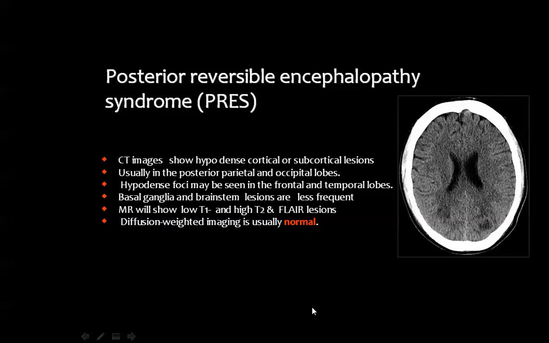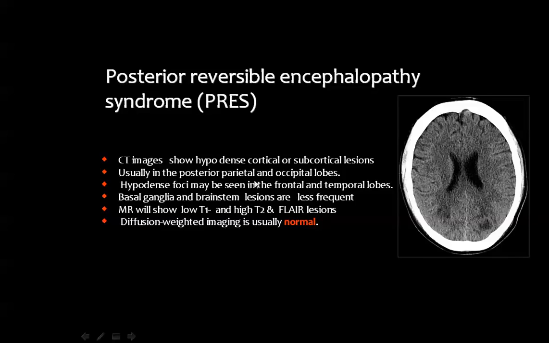And there are too many explanations for this encephalopathy syndrome. The most likely one is the sudden increase in the blood pressure will result in vasospasm of the intracranial circulation to prevent intracranial hemorrhage, and because the posterior circulation is relatively weak compared to the anterior circulation, then you may expect the changes to occur in the posterior circulation more commonly than in the anterior circulation.